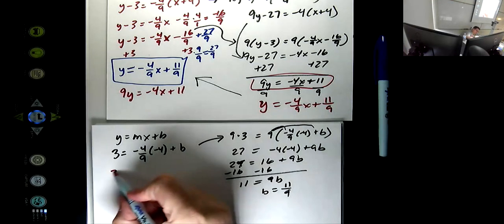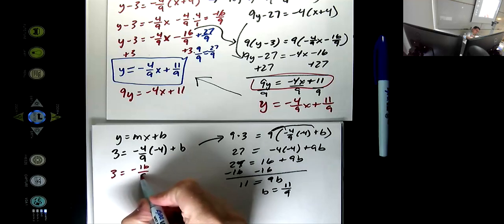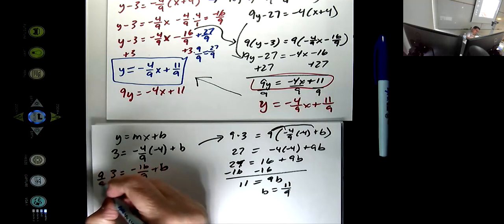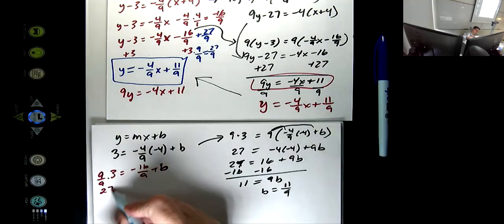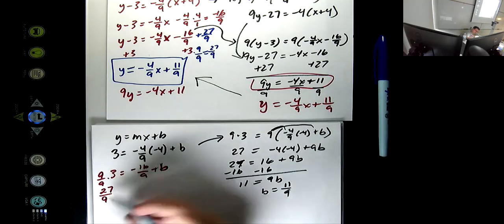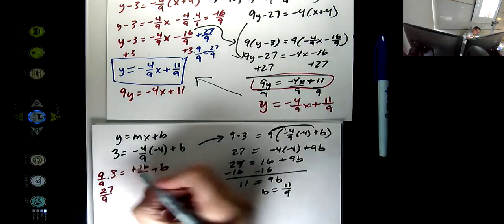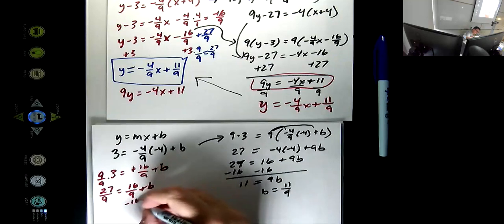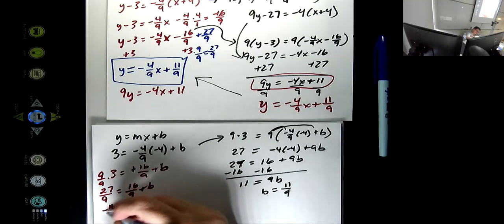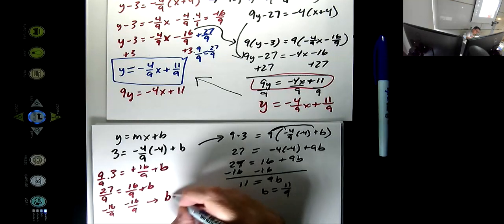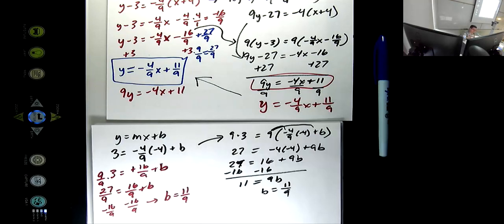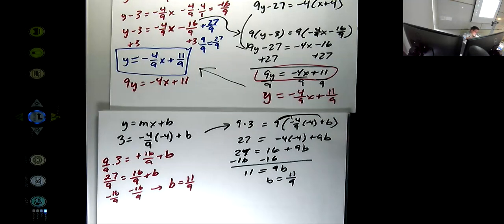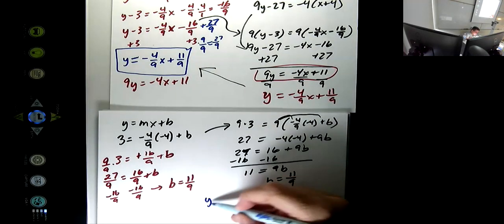Or get a common denominator here by multiplying by 9. That's positive 16. Subtract, and you're just subtracting numerators. And you get 11/9 again. In both forms, you don't stop. Now that you have b, you gotta plug it into the big equation.